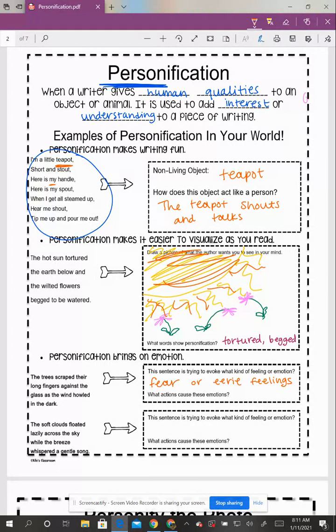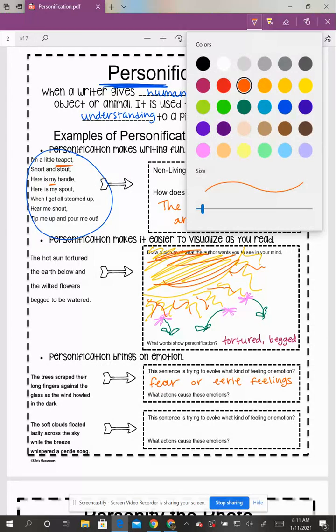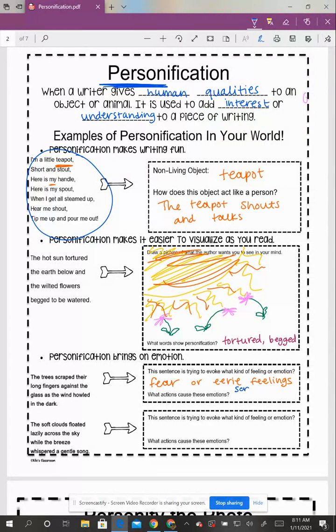It kind of feels like something that might happen in like the spooky scene of a movie during Halloween or something, a little bit freaky. What actions cause these emotions? What was the thing described in that sentence that made you feel that way? Well, for me, let me change color so you can see. It was the scraping fingers. I can almost like hear that in my mind. The scraping fingers or the howling wind. Remember, wind doesn't actually howl like a person or an animal, but that's kind of what it sounds like, which is what we compare it to.